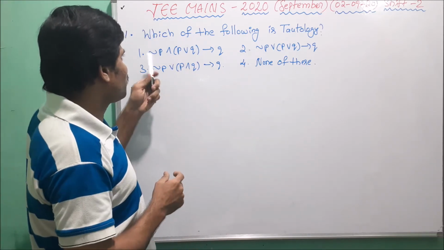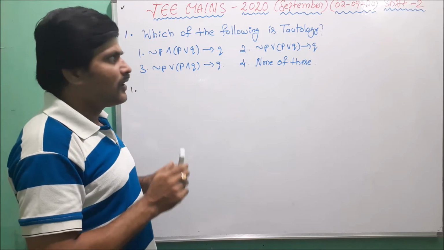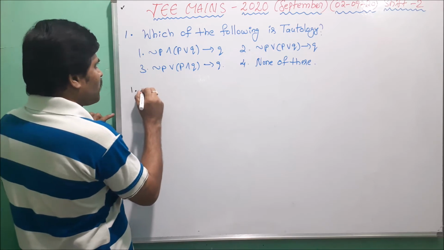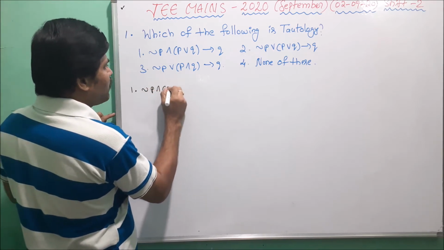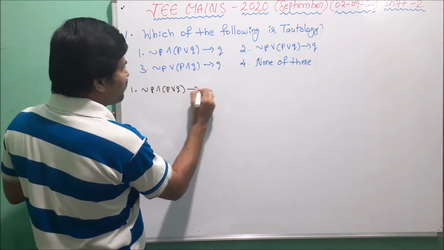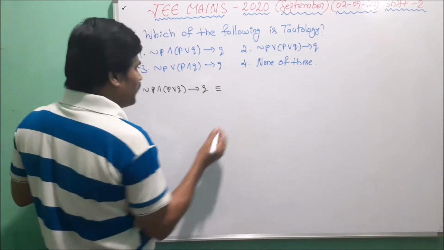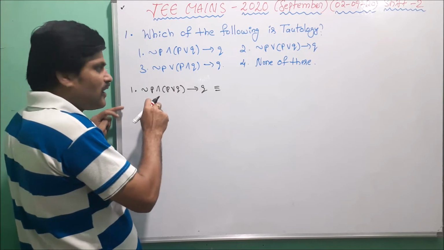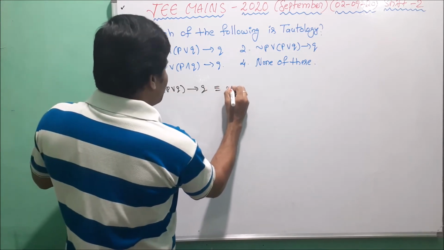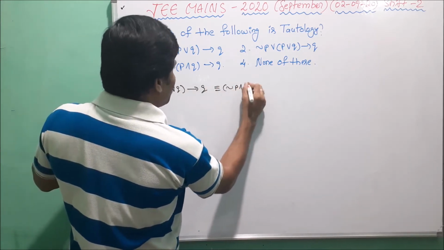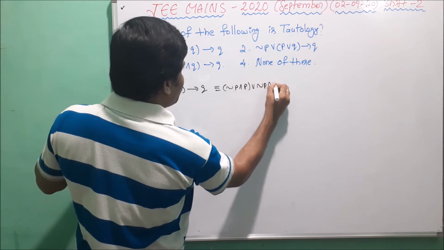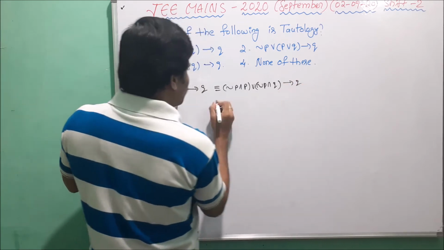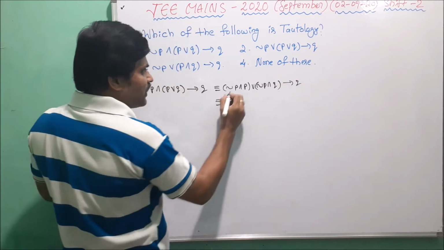So first of all, we check whether the given three options are tautologies or not. First we take the first option, that is negation P and (P or Q) implies Q. Now, we use the distributive law for the left side, which is logically equivalent to (negation P and P) or (negation P and Q) implies Q.